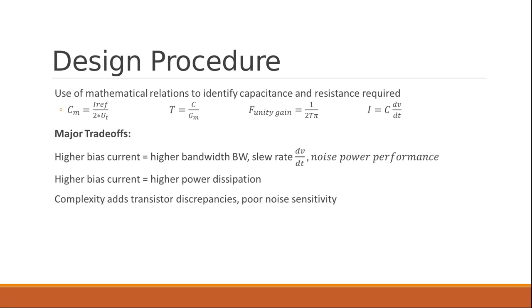I want to highlight the basic design procedure. So the first thing we did was we used the mathematical relationships to determine the parameters that we were going to be tuning, such as capacitance and resistance, to meet bias current requirements as well as frequency requirements. And after that, we considered the major trade-offs, mainly that the higher bias current did result in a better bandwidth, slew rate, and noise power performance, but it also resulted in higher power dissipation. We also tried to keep the design simple to protect against transistor discrepancies as well as poor noise sensitivity.